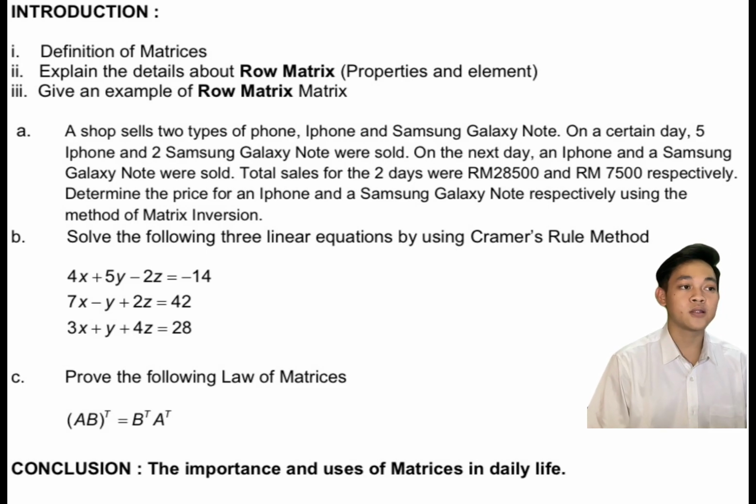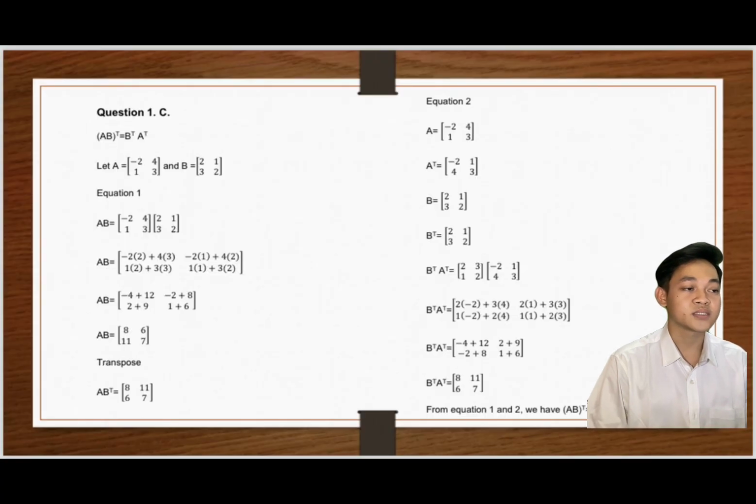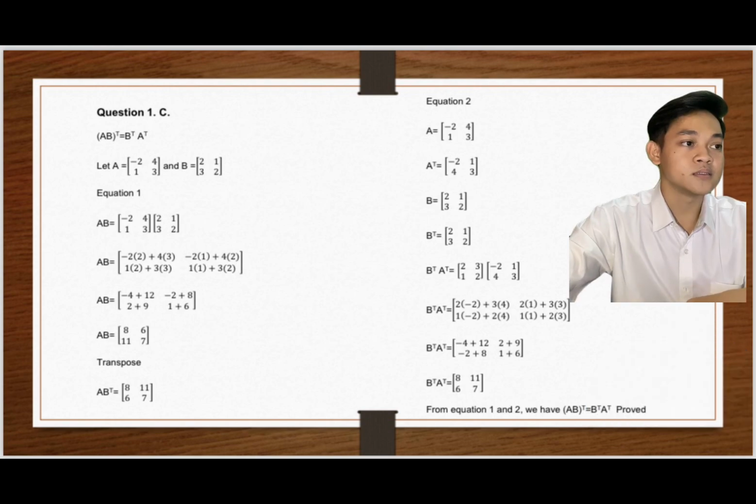So prove the following law of matrix: AB transpose equal to B transpose A transpose. The first step is let A in bracket, first row negative 2, 1, second row is 4, 3, and B in bracket, first row is 2, 3, and second row is 1 and 2. So equation 1 is AB: matrix A is negative 2, 1, 4, and 3, and matrix B is 2, 3, 1, 2.